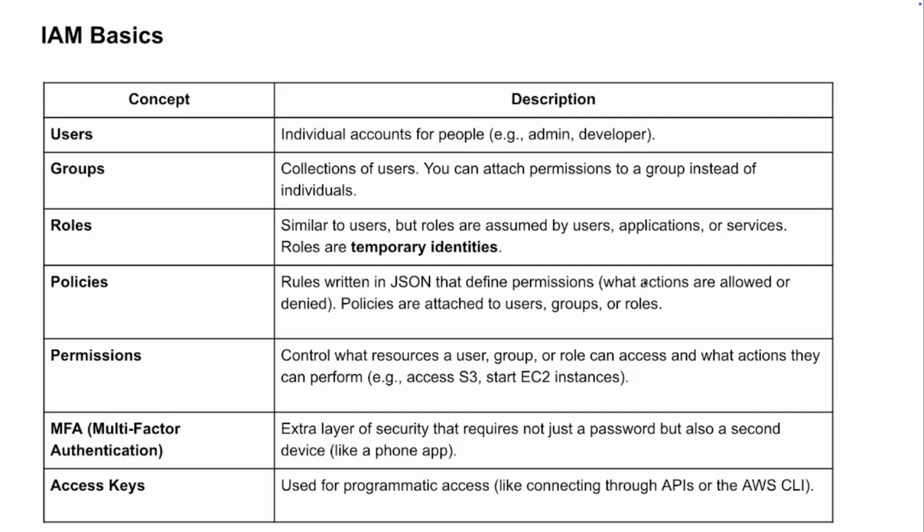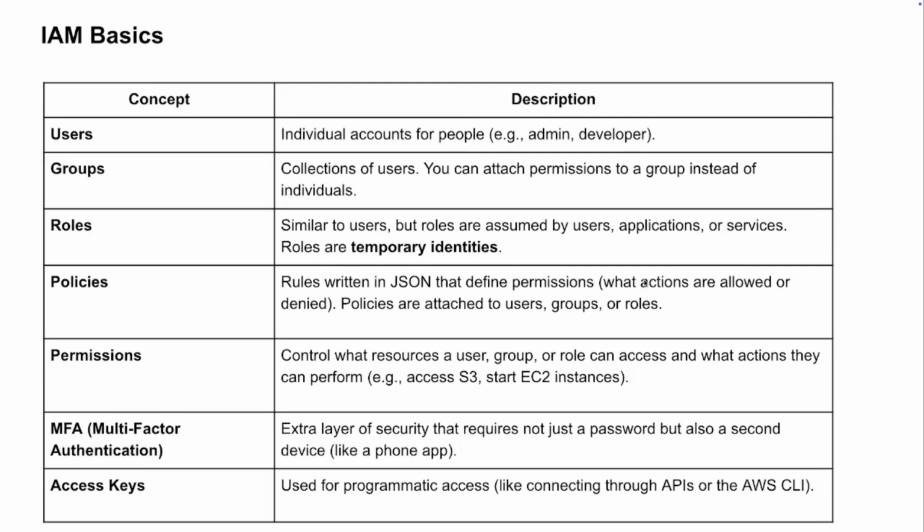Now roles are similar to users, but roles are assumed by users, applications, or services. Roles are temporary identities. Policies are rules written in JSON that define permission, what actions are allowed or denied. So policies are attached to users, groups, or roles. Permissions control what resources a user, group, or role can access and what actions they can perform. So in terms of permission, what resources are you giving this user permission to access?